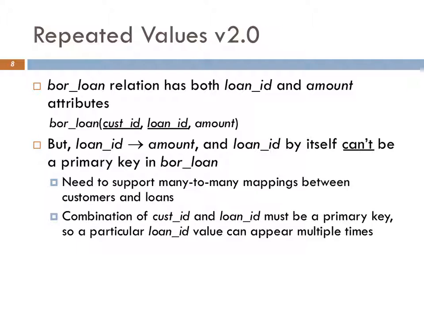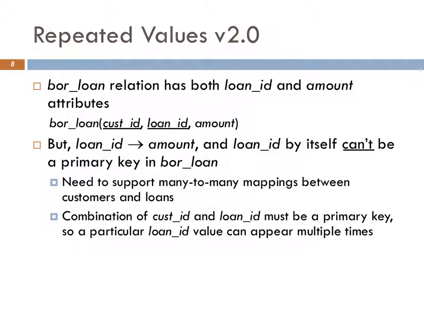Why can't it be a candidate key? Well, because we also have customer ID in there. And unfortunately, we have to allow multiple customers to be associated with the same loan. That's another rule of the enterprise that we're trying to model. Okay?